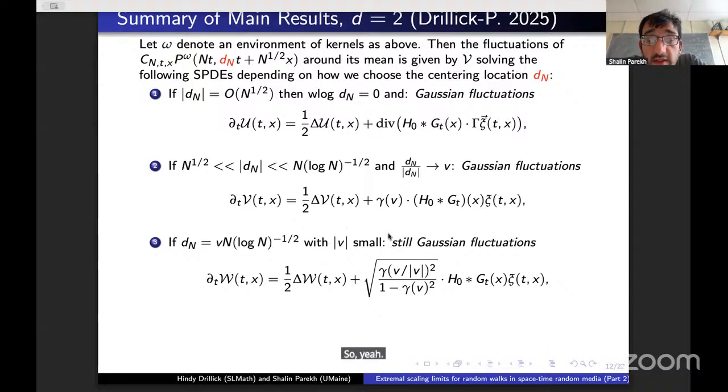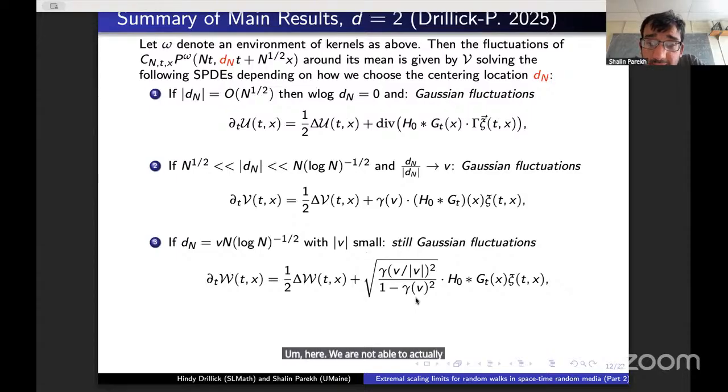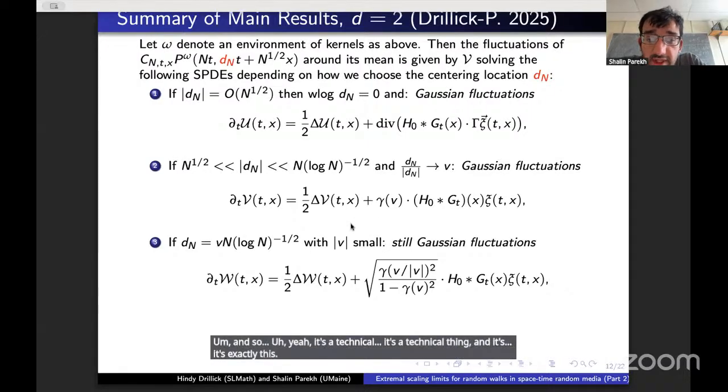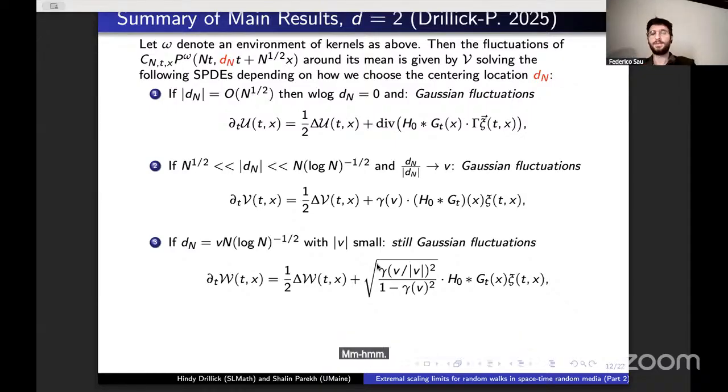So V needs to be less than 1 because you definitely have some kind of denominator blow up at 1. Here we're not able to actually get all the way to gamma of V equals 1, and that's technical. We expect the same result to hold all the way until gamma of V equals 1, but we can only get gamma of V less than epsilon. It's a technical thing, and it's exactly this issue that the moment generating function of an exponential random variable has a vertical asymptote, and you see this expression is exactly that moment generating function. Mm-hmm. I see.